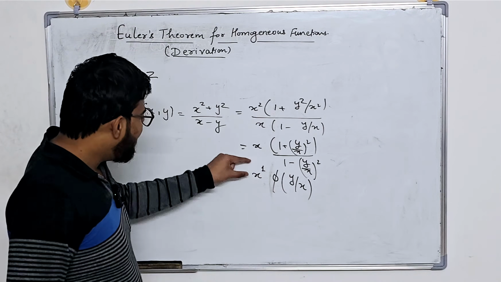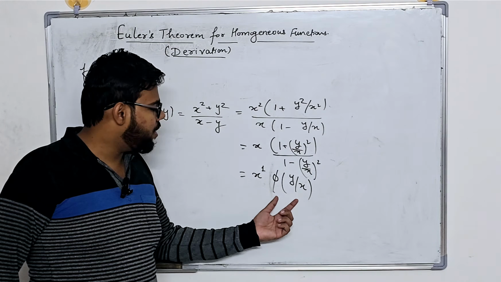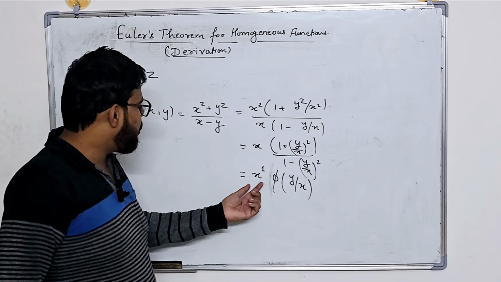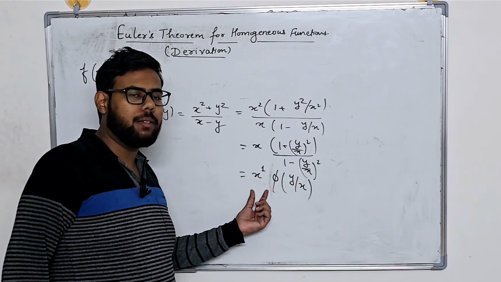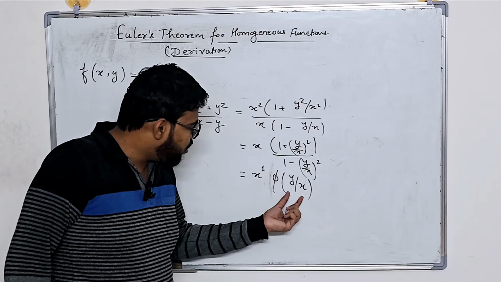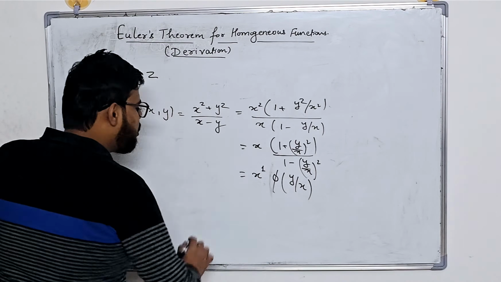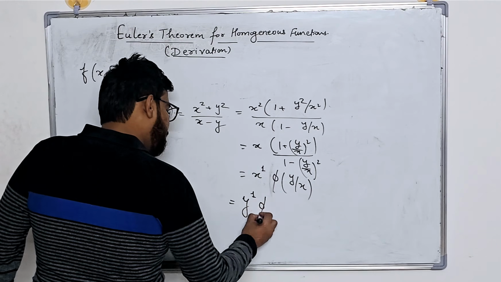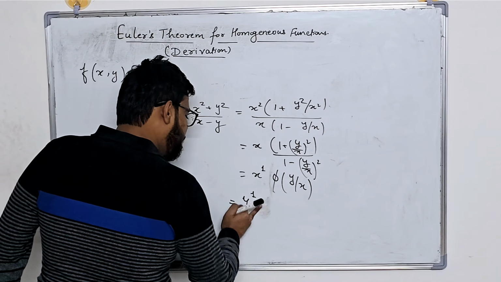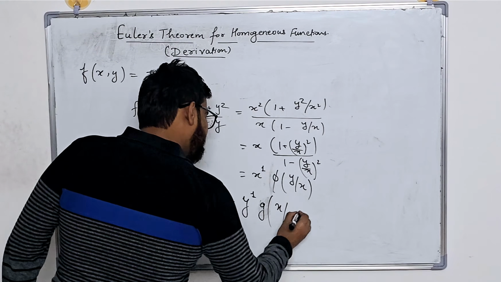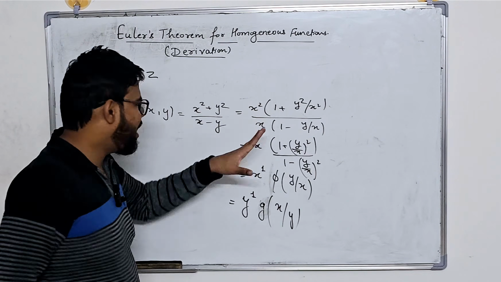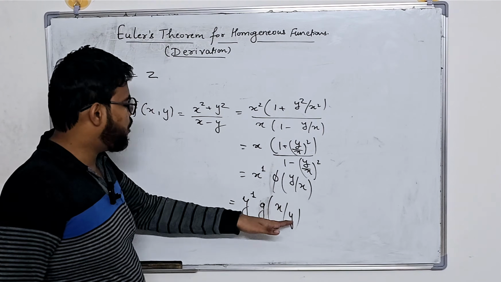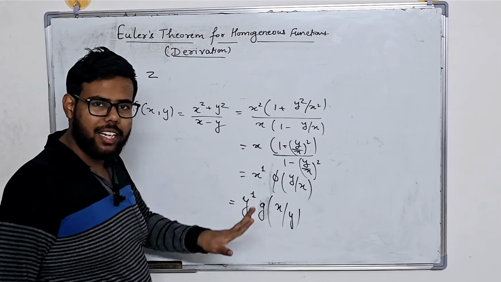And notice that this phi is a function of y by x, right? So any function which can be expressed as a product of one independent variable into another function of y by x or x by y. This could be written as y to the power 1 into some other function, suppose g of x by y. You have to take y in that case common, right? I hope you're understanding what I'm saying. So basically, such functions are called homogeneous functions, which can be expressed in terms of y by x or x by y, right?